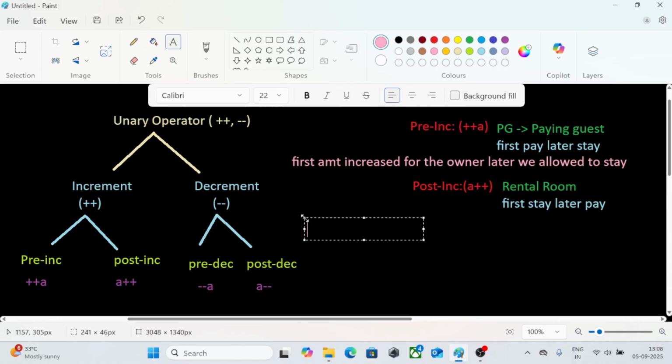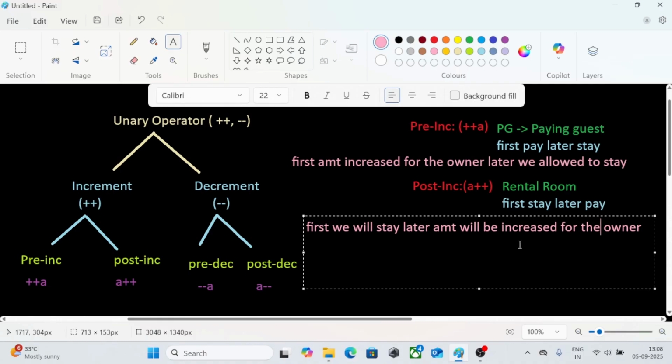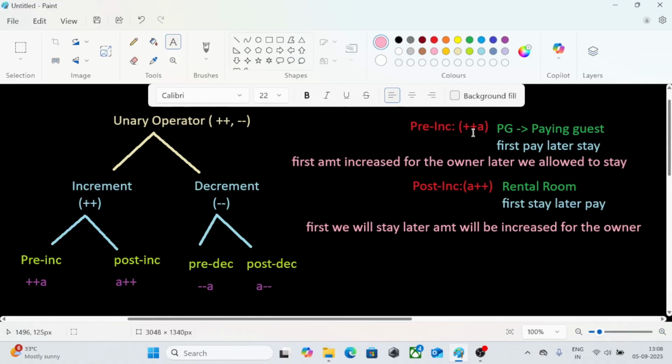Okay, when it comes to here, first we will stay, later after a few months we are going to pay the amount here. The same thing will be applicable. So what we are going to do, first we will take the value of a here, later we are going to increase it. Whatever the value is there we will assign it, later we are going to increase.